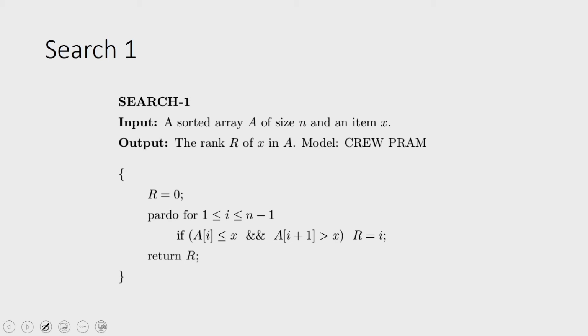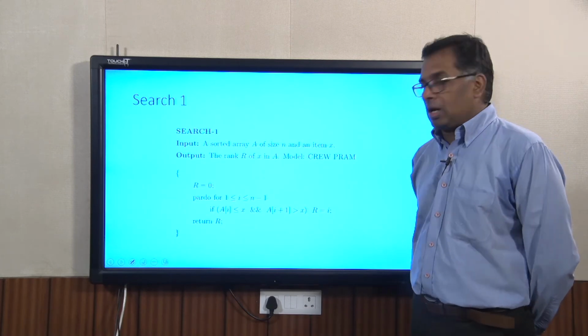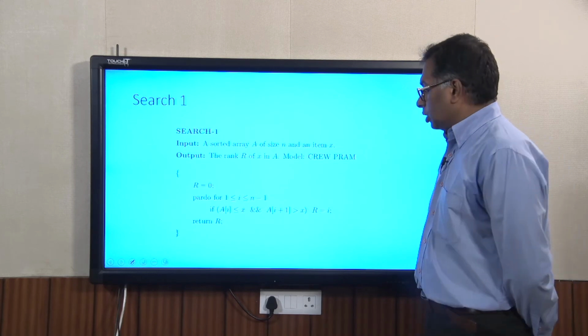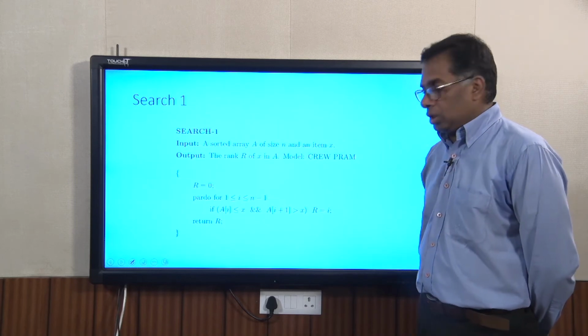So, we have the sorted array A of size n and an item x. We want to find the rank R of x in A. Let us say the model is CREW PRAM. So, we initialize R to 0 and then we do in parallel for i varying from 1 to n minus 1. That is, let us assume that we have one processor for every single element in the array except the last. So, we assume there is a processor stationed at every single element except the last. What these processors do is this: each processor is standing on an item i. So, the processor will compare x with A[i] as well as A[i+1], that is the item on which it stands as well as the item to the right.